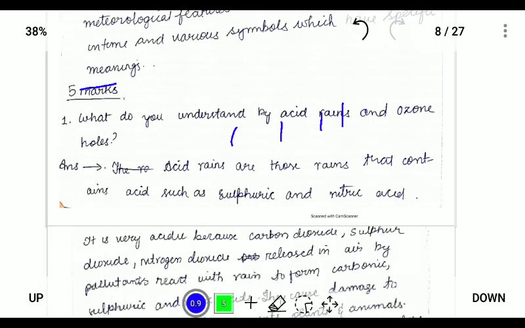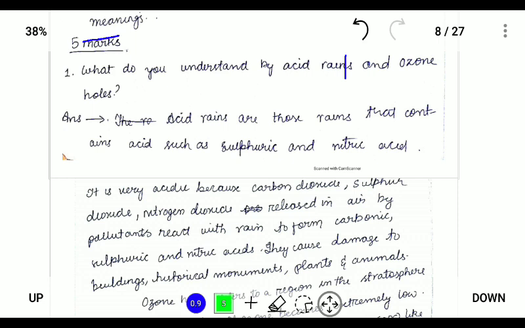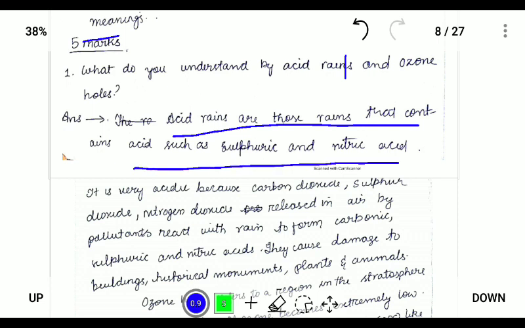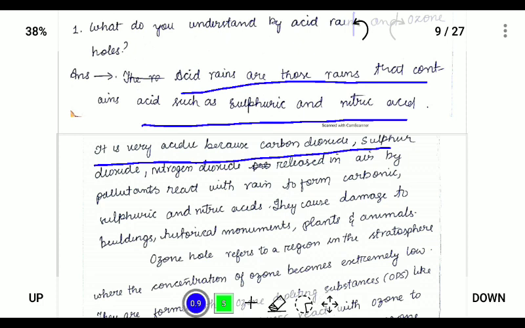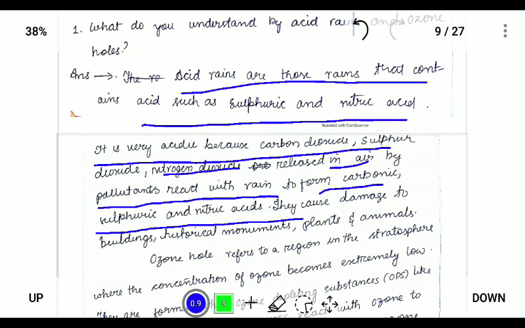Next, for 5 marks, what do you understand by acid rain and ozone hole? So we have been studying acid rain from class 5 onwards, so we should know that acid rains are those rains that contain sulfuric and nitric acid, and it is very acidic because carbon dioxide, sulfur dioxide, nitrogen dioxide released in the air by pollutants react with rain to form carbonic, sulfuric, and nitric acid. So when they fall down on the earth's surface, it causes damage to buildings, historical monuments, plants, and animals, etc.